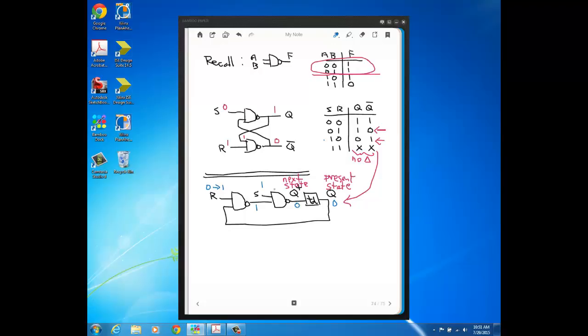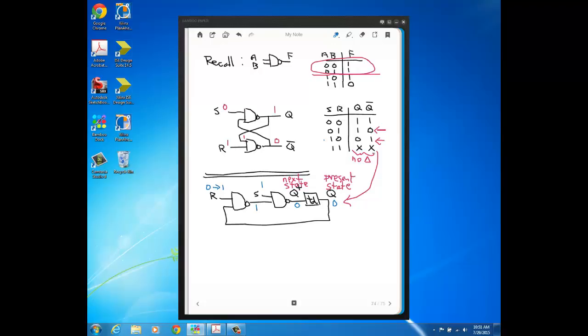So you see this shows that if we start in this third row and then R changes from a 0 to a 1, the next state of Q is the same as the present state. Q doesn't change, and that proves the storage condition of the RS flip-flop.